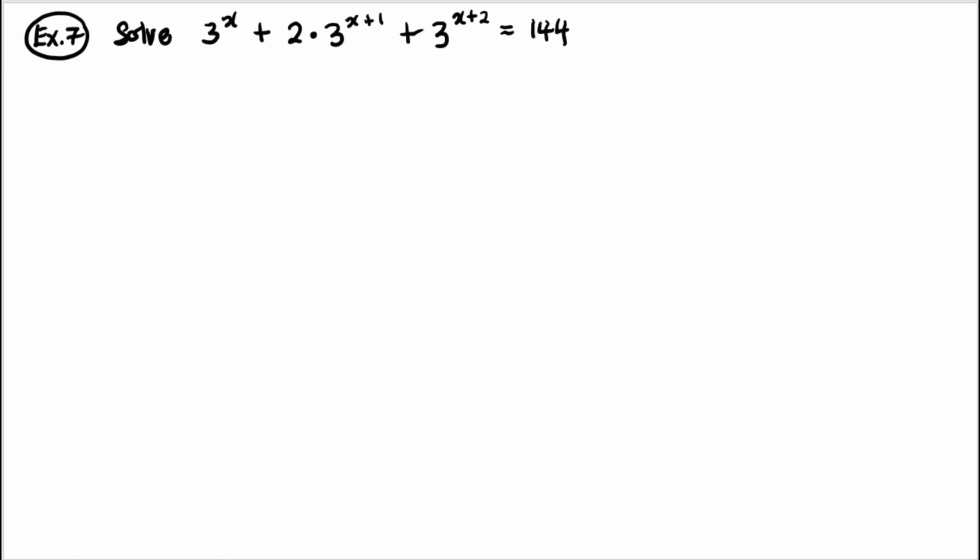Right. Actually, we can have 3 to the power of x as a variable. Alright, so let's try 3 to the power of x plus 2 multiplied by that one, which is actually 3 to the power of x multiplied by 3, because 3 to the power of 1. Alright, so x plus 1. This can be broken out into this part. Now we have plus 3 to the power of x multiplied by 3 to the power of 2. This is equal to 144.